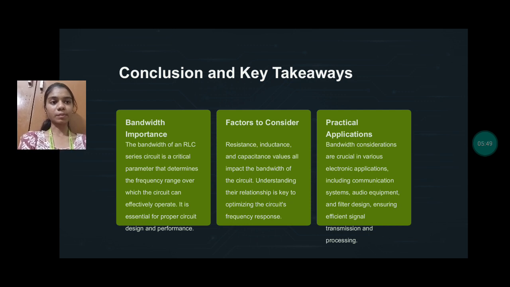Practical applications: bandwidth considerations are crucial in various electronic applications, including communication systems, audio equipment, and filter design, ensuring efficient signal transmission and processing.